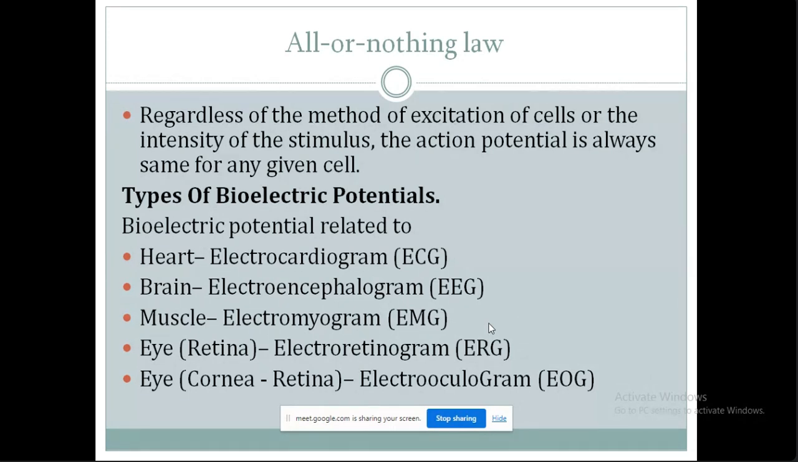For the retina of the eye, it is called the electroretinogram, ERG. Then for the cornea and retina of the eye, it is called the electrooculogram. So these are some of the bioelectric potentials from our human body that we may measure. The methodologies are called ECG, EEG, EMG, ERG, and EOG.